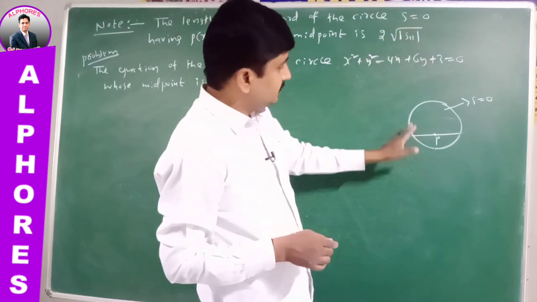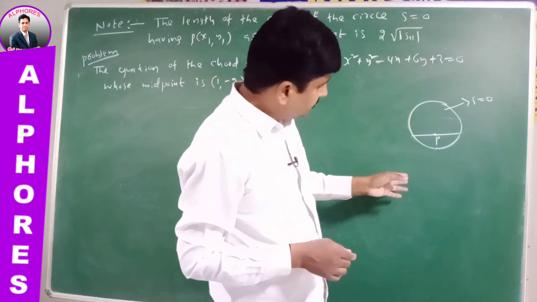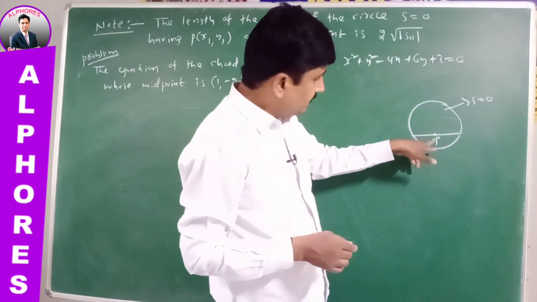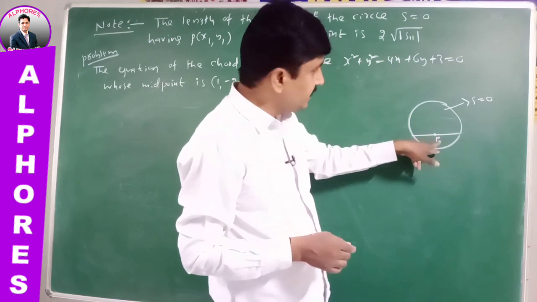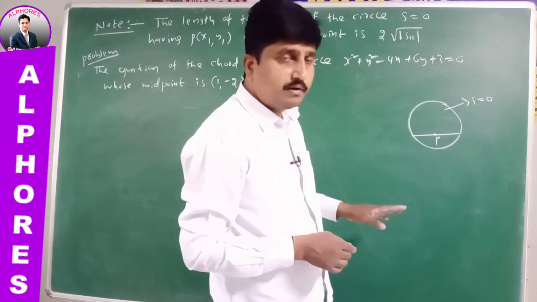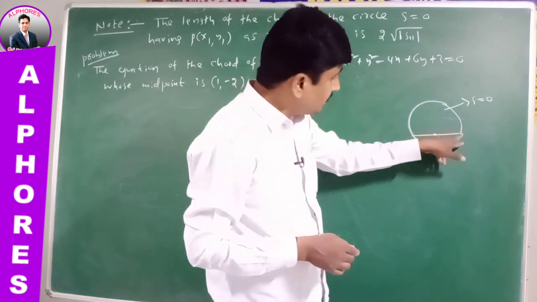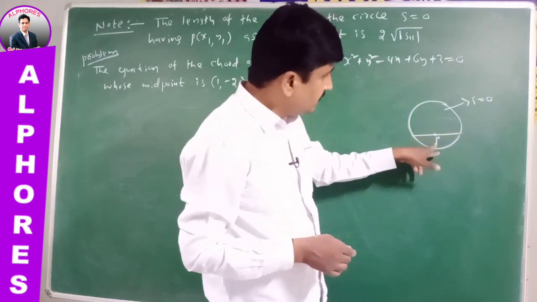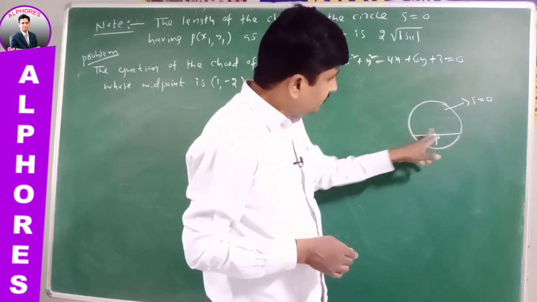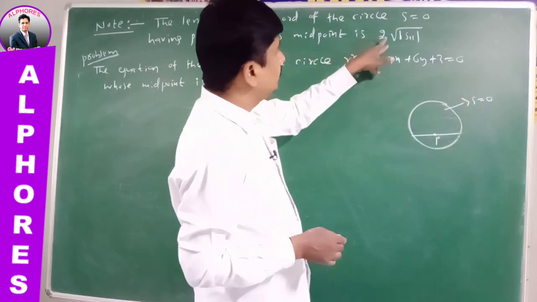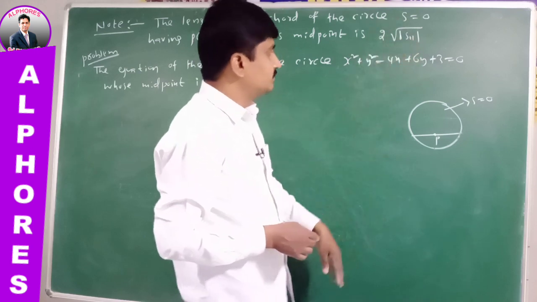Observe, friends, the equation of the chord of the circle having P(x1, y1) as its midpoint is s1 equal to s11. Now the length of the chord, if the midpoint of the chord and the circle equation are given, is 2 into under root of modulus of s11.